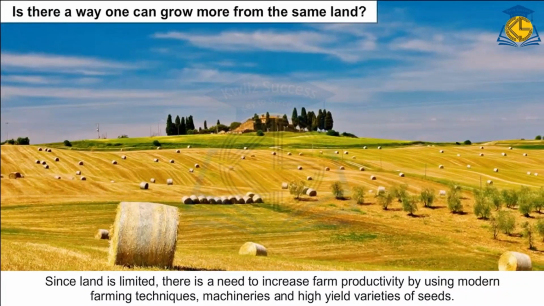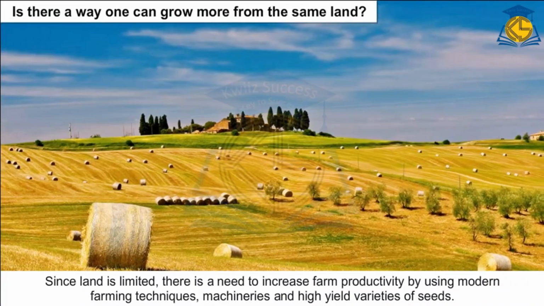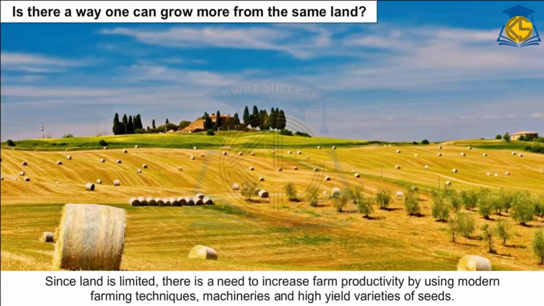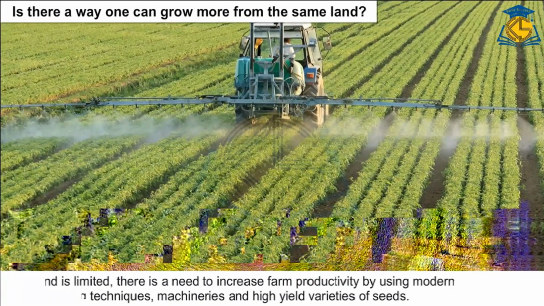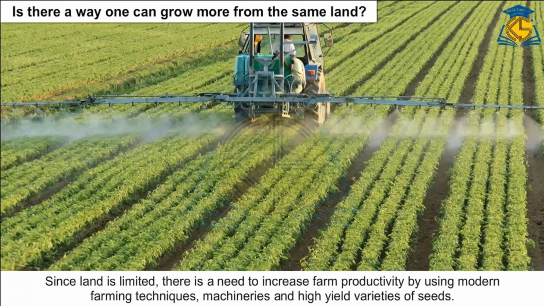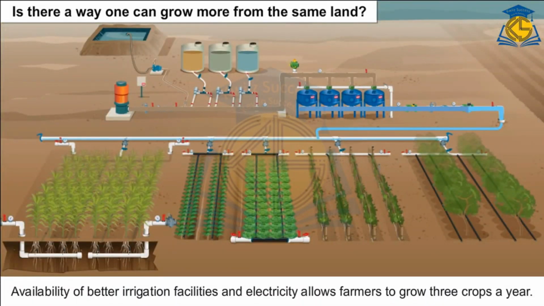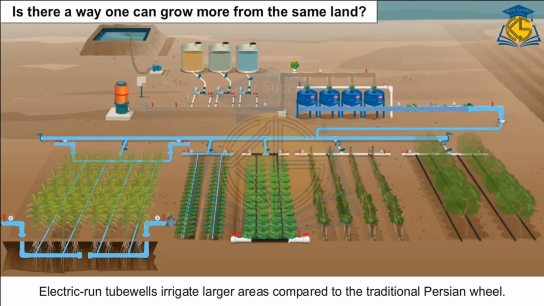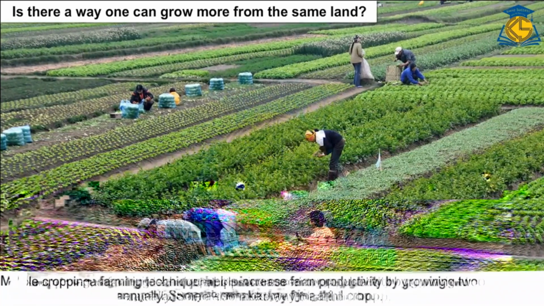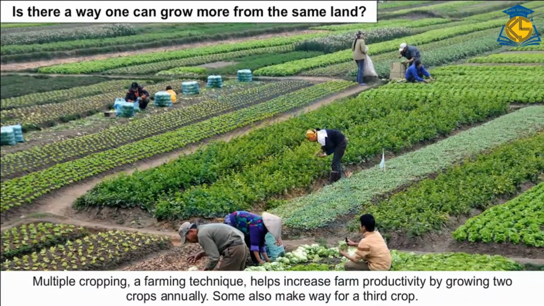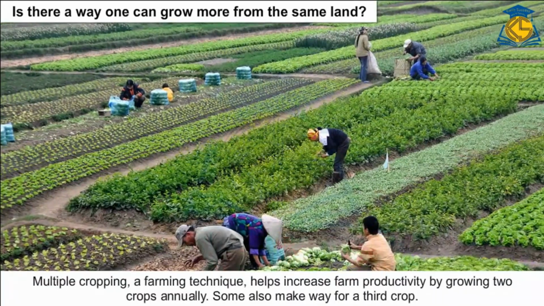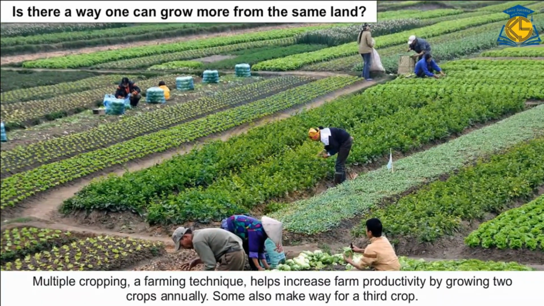Since land is limited, there is a need to increase farm productivity by using modern farming techniques, machineries, and high-yield varieties of seeds. Availability of better irrigation facilities and electricity allows farmers to grow 3 crops a year. Electric run tube wells irrigate larger areas compared to the traditional Persian wheel. Multiple cropping, a farming technique, helps increase farm productivity by growing 2 crops annually. Some also make way for a 3rd crop.